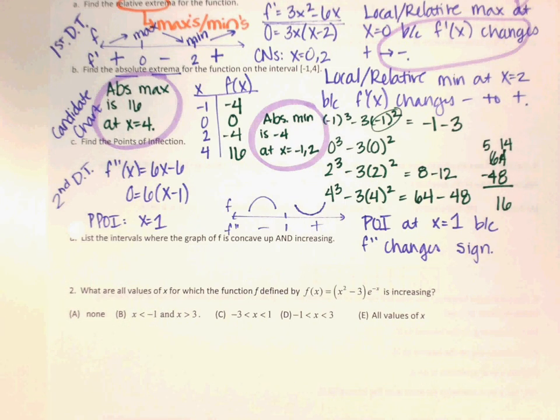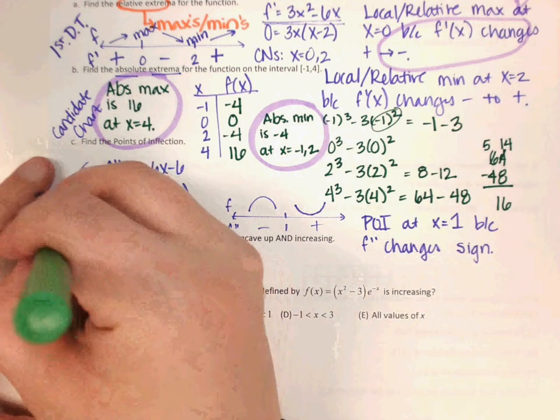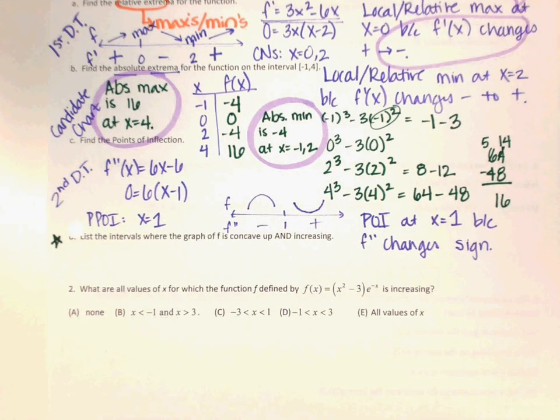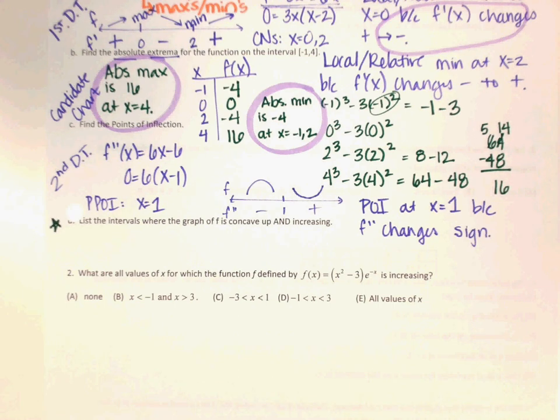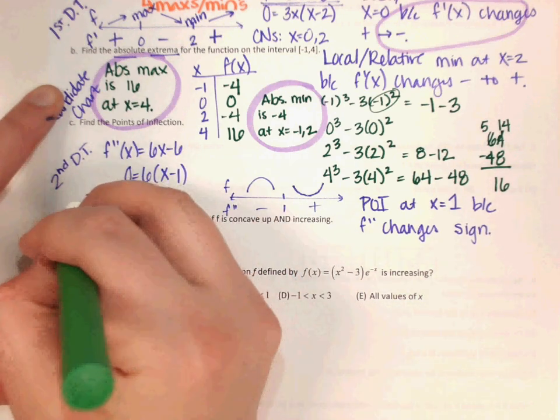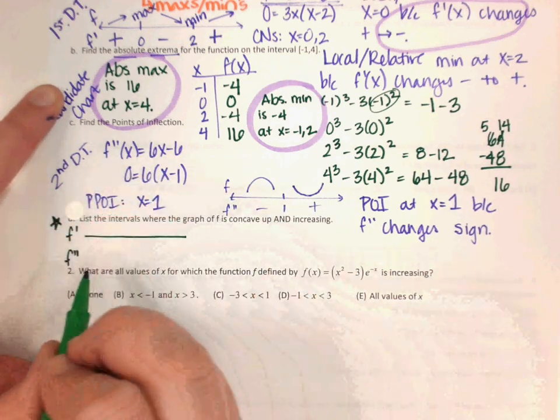Okay, so part D, put a little star next to part D. There is one like this on your quiz tomorrow. We have not done one yet, but we kind of have done one. So you want to know where the graph is concave up and increasing. What I'm going to do is take my first and second derivative tests and put them right next to each other. On top I'm going to do f prime. On bottom I'm going to do f double prime.